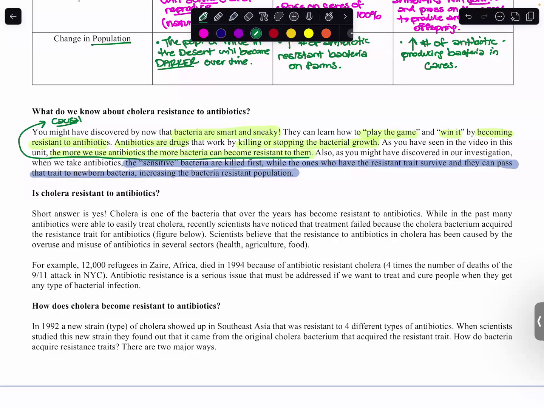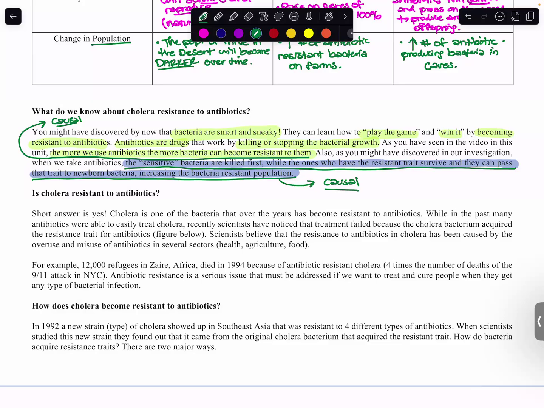This is also causal, right? Because not just in our investigation, but in real life, when it's not a simulation, that's exactly what's happening inside of our bodies, right? We saw that in the investigation.